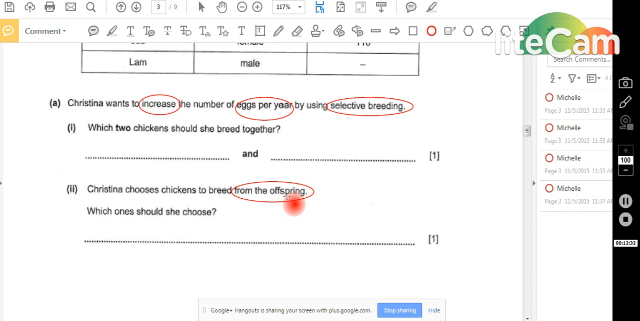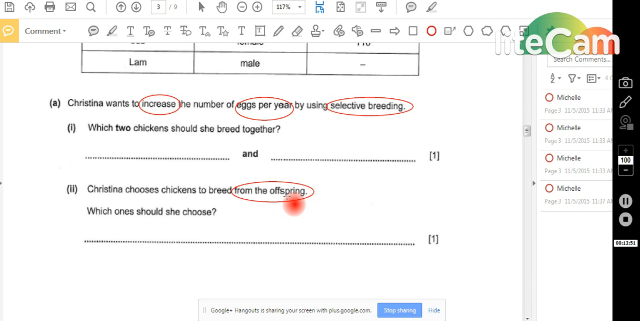She would choose the ones laying the most eggs. So what would happen is she would typically have all the offspring, so all the baby chickens, have them breeding and see which one lays the most eggs, and then takes that hen and specifically goes and breeds with her.